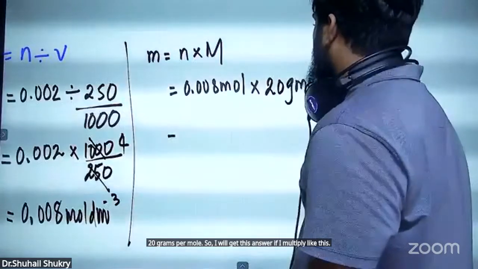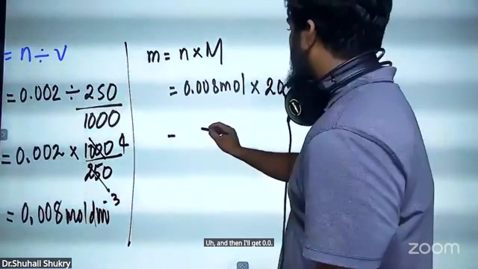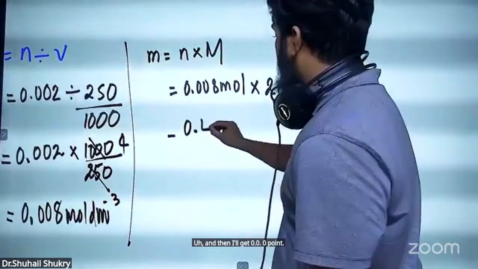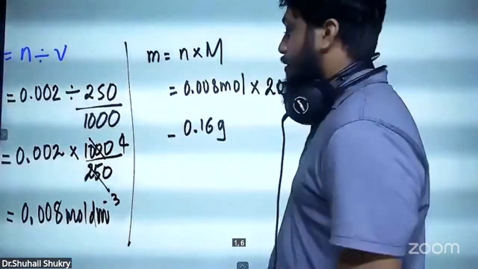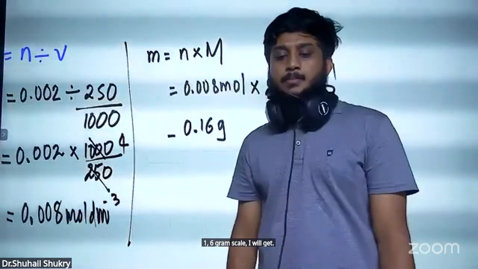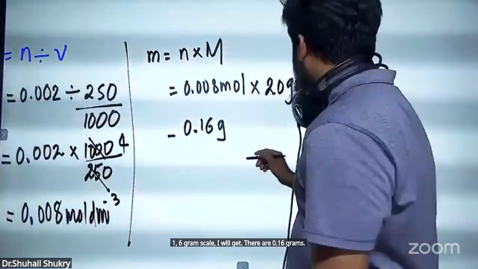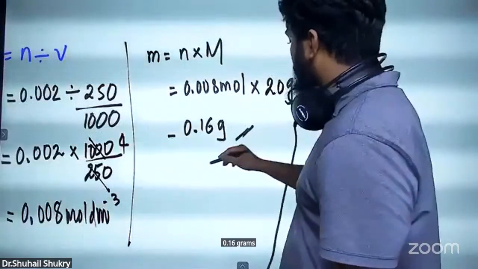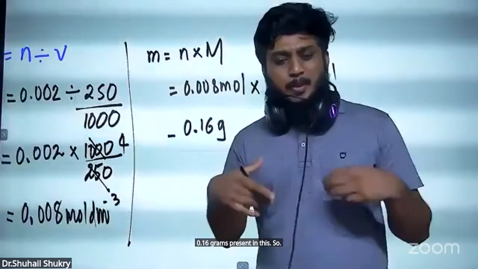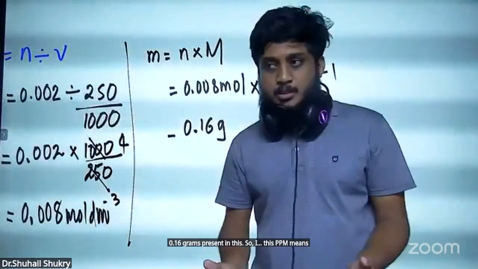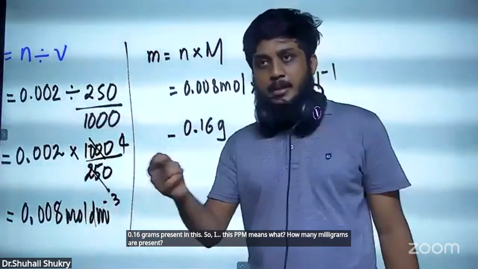Then I will get 0.16 grams. There are 0.16 grams present in this. So this ppm means what? How many milligrams are present? I can convert 0.16 gram to milligrams.